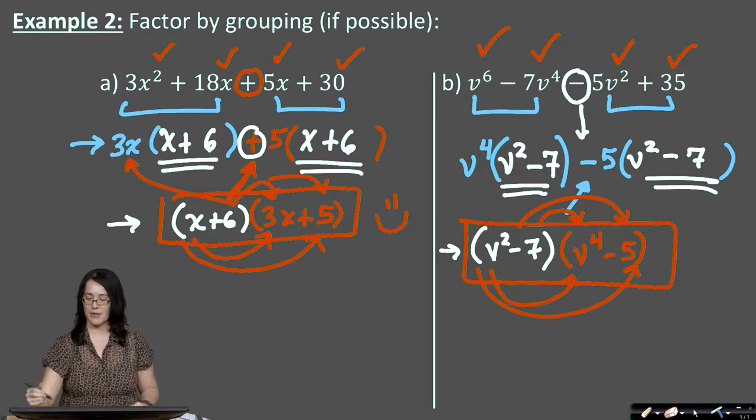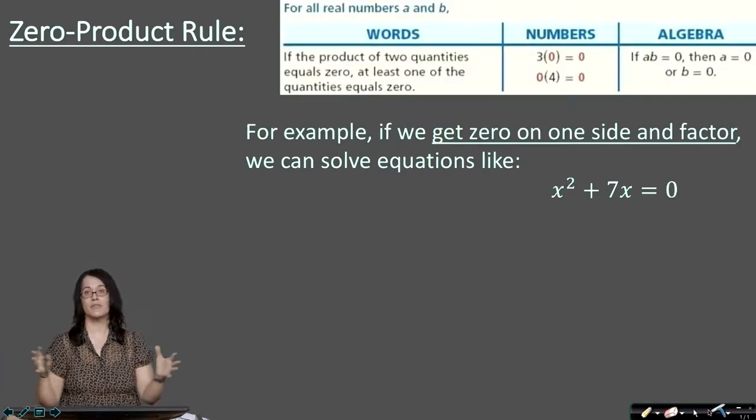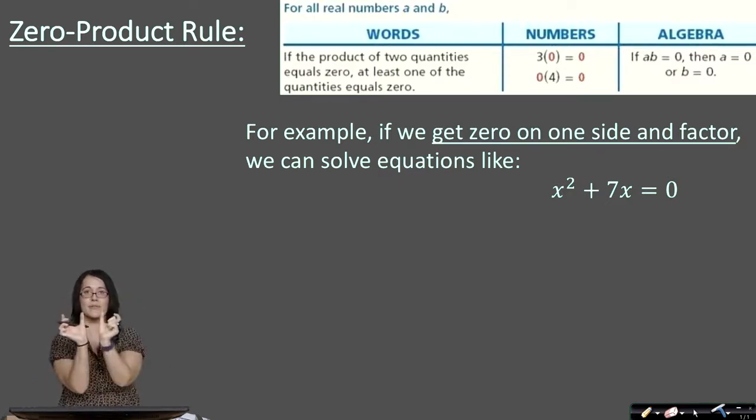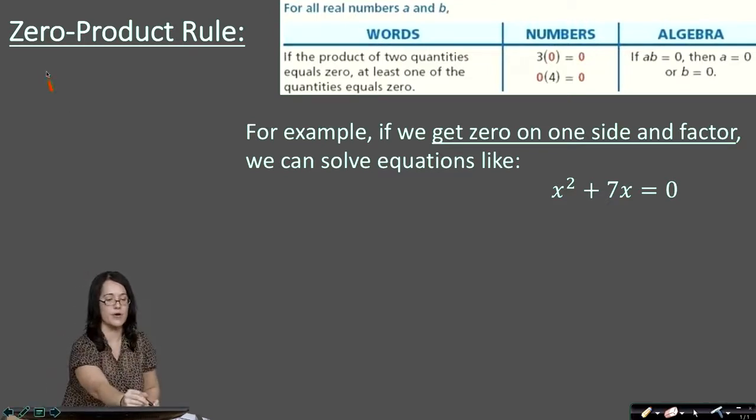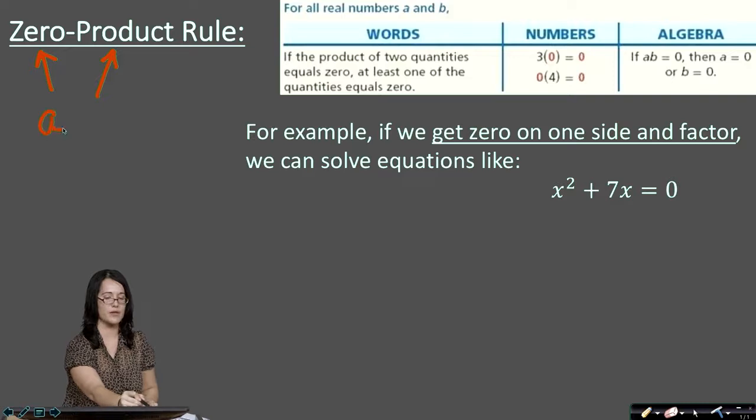Okay, so at this point, let's check out our next slide. How can we put all this together in an equation? Well, the zero product rule allows us to take our factors, something times something, and notice that if something times something equals 0. So if a product turns into 0, another way of saying that, a product could be A times B, right? Factor 1, factor 2.